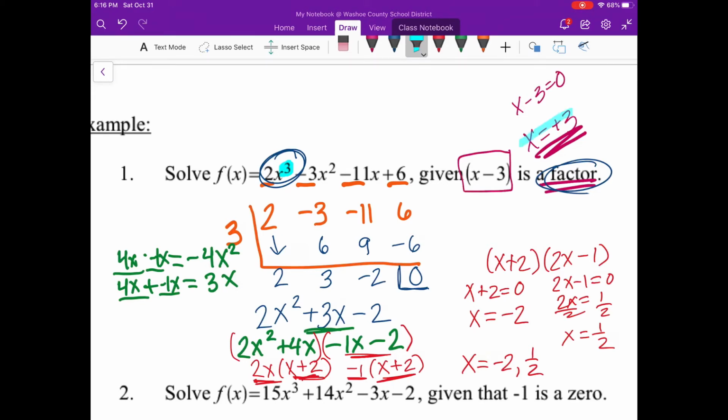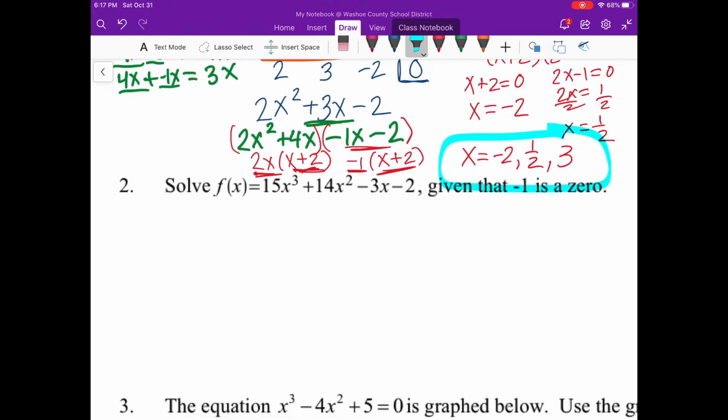And please do not forget, you were already given a factor to begin with. So x equals positive 3 is also going to be one of your solutions. Don't forget that positive 3. So this is going to be your final answer, 3 solutions, because we're talking about a trinomial. So I need to make sure that I have 3 solutions total. Okay?